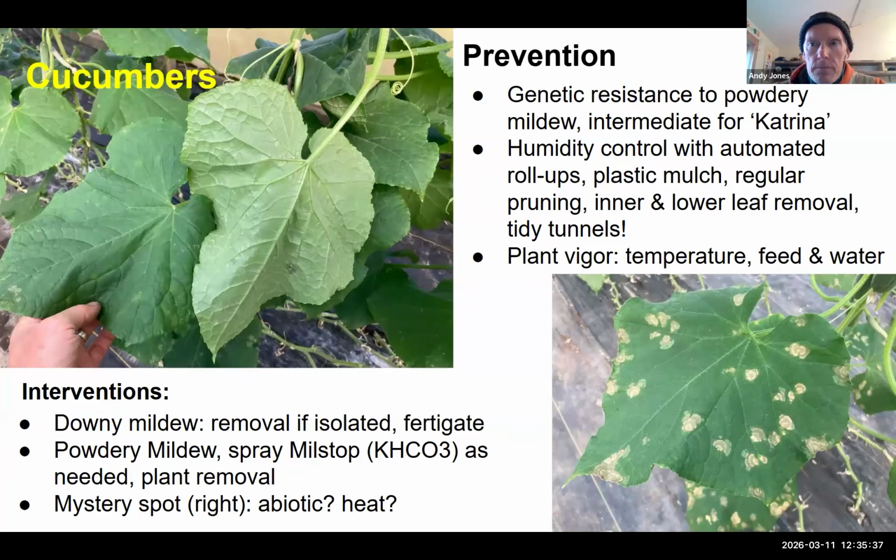Cucumbers, the mystery leaf spot that I'll let Christa talk about. Downy mildew is an issue. That's what's on the right there, the upper and lower. There's not really any prevention for that. Our only success has been aggressively feeding. If we see it early and can take out a couple of plants, but usually by the time we see it, the spores are throughout the house. So mostly fertigating, trying to keep those plants healthy. Powdery mildew, again, if we have it, successive sprays of Millstop can keep it at bay. Humidity control, like with the tomatoes, is really critical.